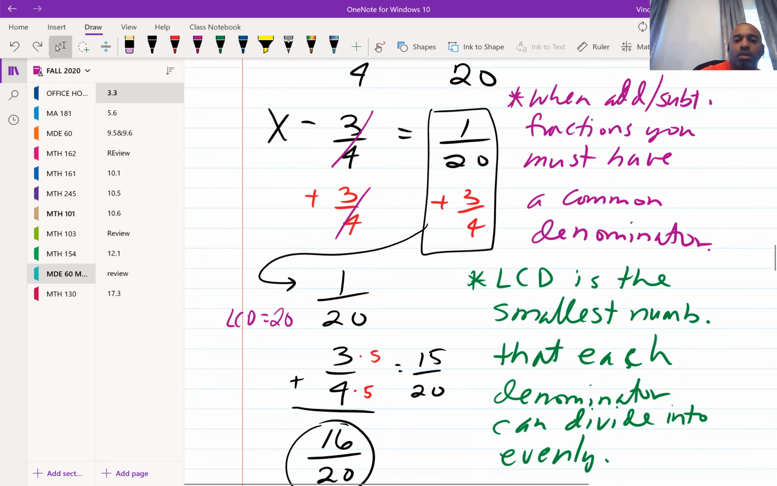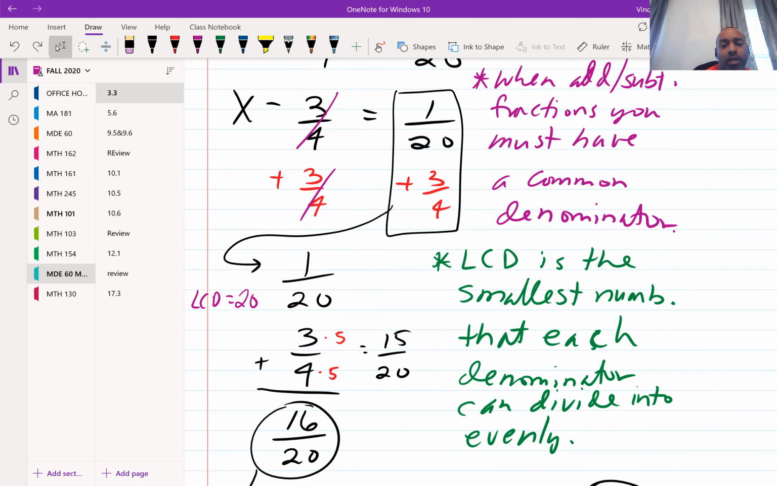So I need a common denominator. The LCD, or least common denominator, is going to be the smallest number that each denominator can divide into evenly. So my denominators, 20 and 4. And so my LCD would be 20, because of course 20 can divide into itself, but also 4 can divide into 20. So I leave that first fraction of 1 over 20 to be the same.